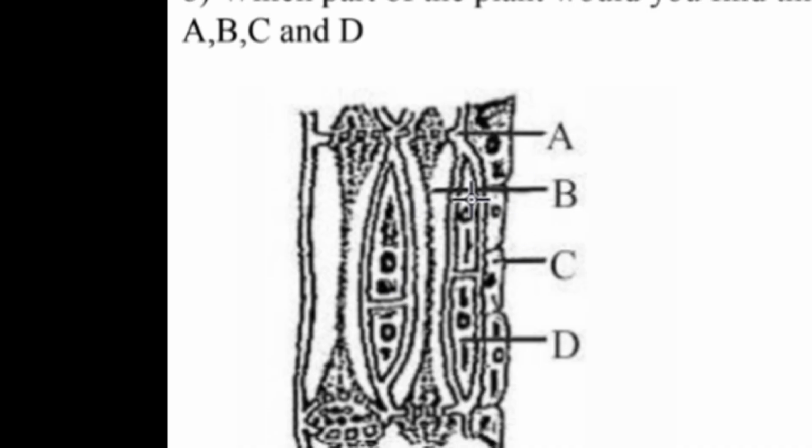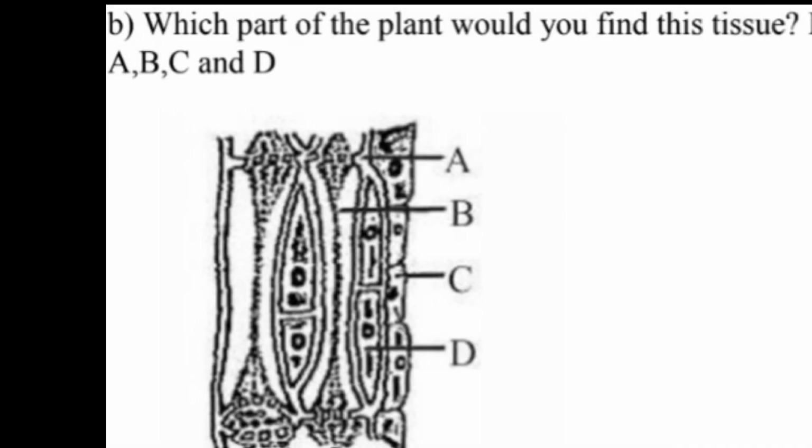Identify the type of plant tissue that's given below. So what is this plant tissue diagram here? This is a phloem tissue. Which part of the plant would you find this tissue? This is the section of phloem tissue. It can be found in all parts of the plant, stem also, root also, everywhere, because phloem transports the food for the plant. So it will be found throughout the plant.